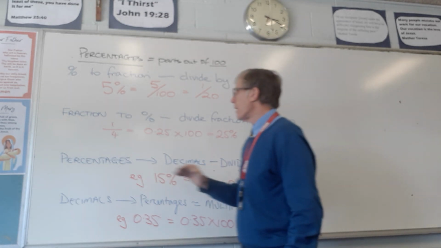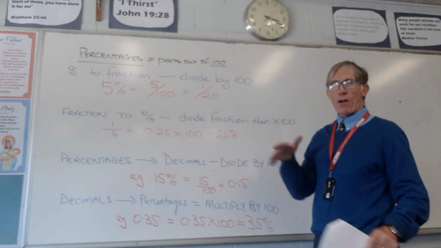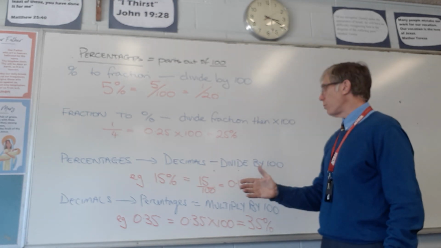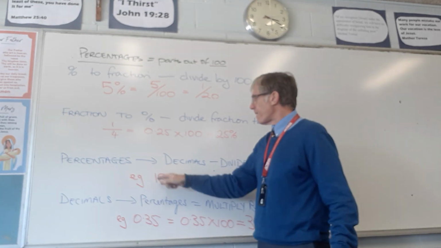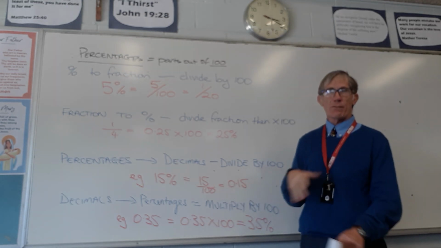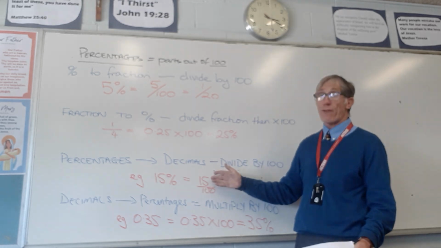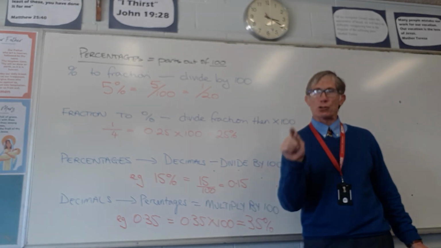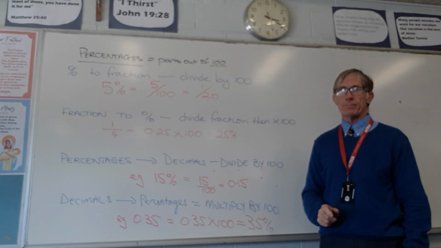Okay? Now we want to do percentage to decimals. So if I want to go from a percentage into a decimal, I simply divide by 100. So here, 15% is 15/100. And again, if you put that into your calculator and you push enter, it just gives you a fraction back. You press Control and Enter, and it will tell you it's 0.15.